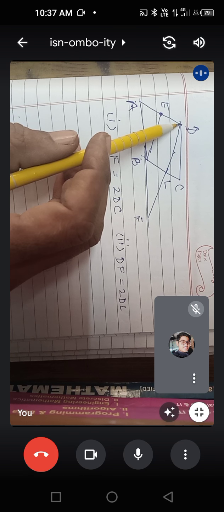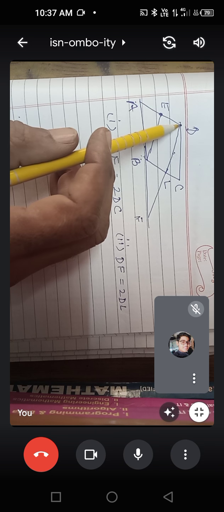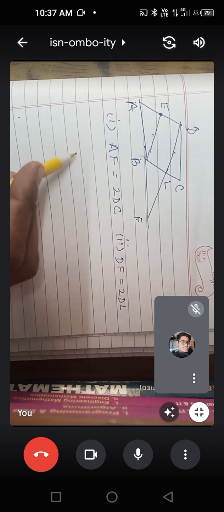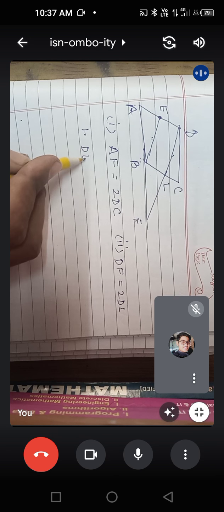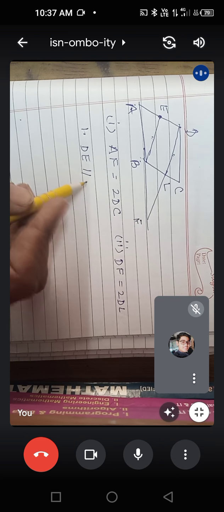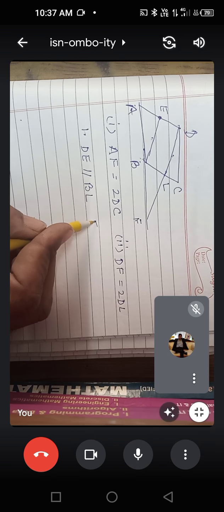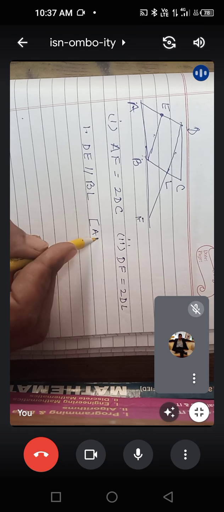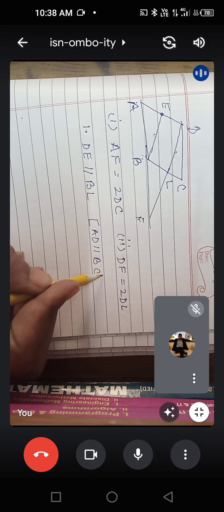Now see here. It is given that this is the midpoint over here. So on this side, this is the midpoint. So this line is parallel to this, first point. DE is parallel to which line? BL. Why? Because this is a parallelogram, so opposite sides are parallel, because AD is parallel to BC. Opposite sides of a parallelogram are parallel.